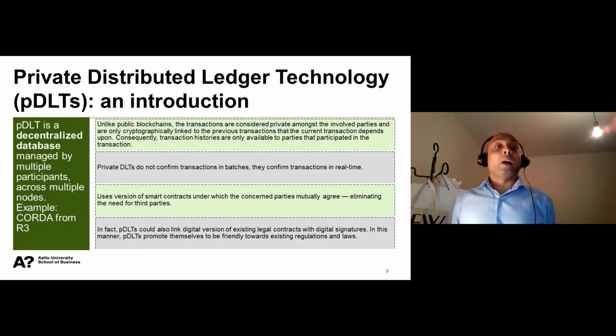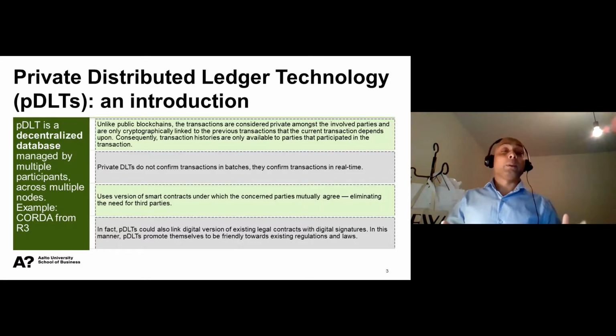Once we have understood smart contracts, the second thing to understand is the concept of private distributed ledger technology. Private distributed ledger technology is a decentralized database which is managed by multiple participants across multiple nodes. One of the most famous private DLT technologies is Corda from R3.